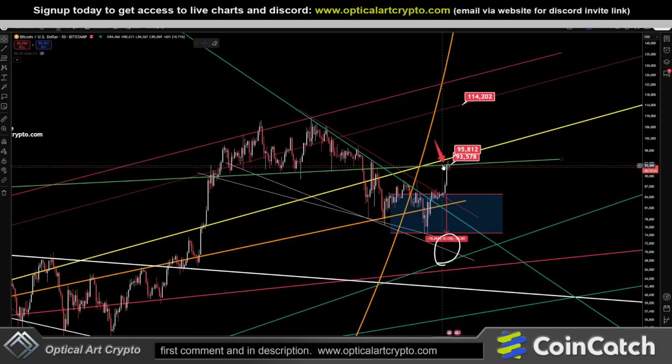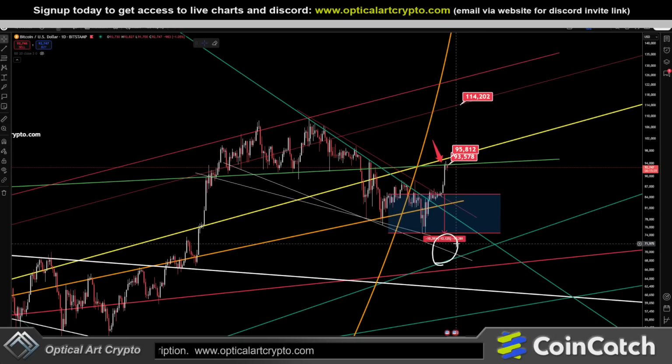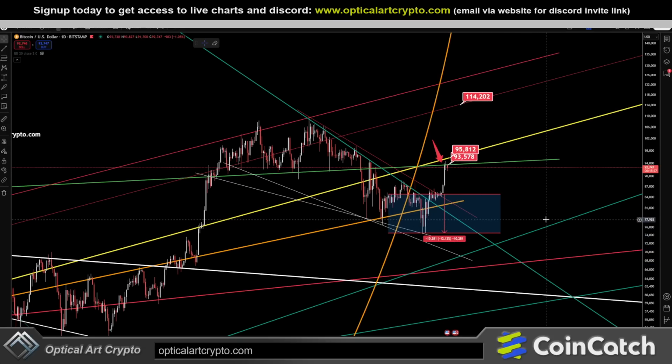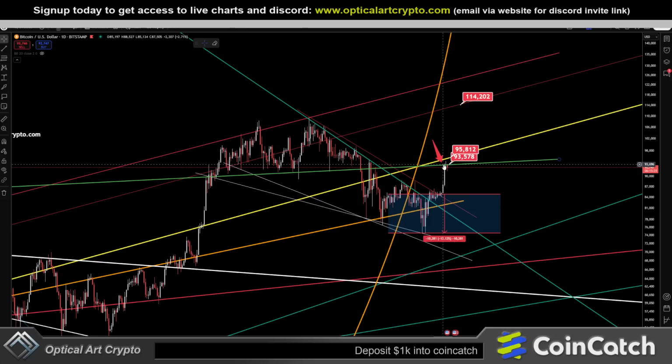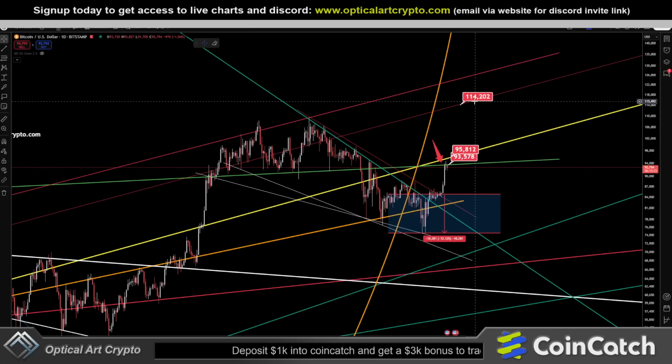And now we're getting rejected. So either we drop from this point, we come back down and test some key support levels, which I will cover on the other chart, D1 Fib retracement. If we get above 93,578, guys, that is going to be very bullish. If we get above 95,800, then we're probably coming up to test our previous high.